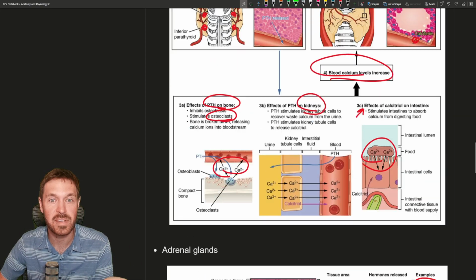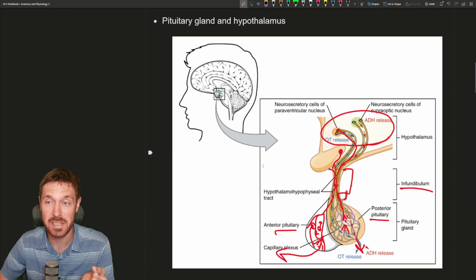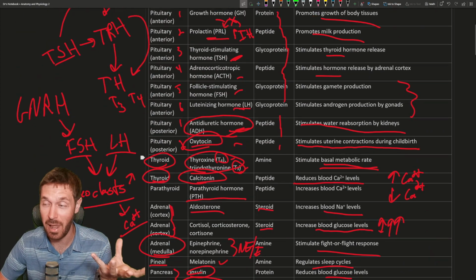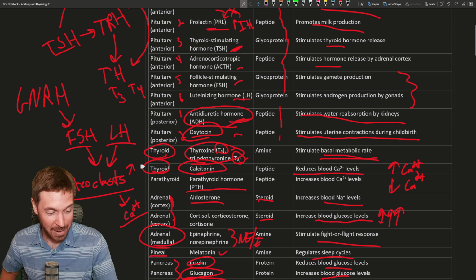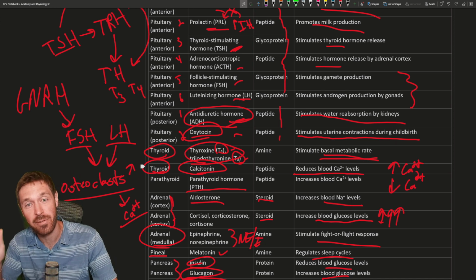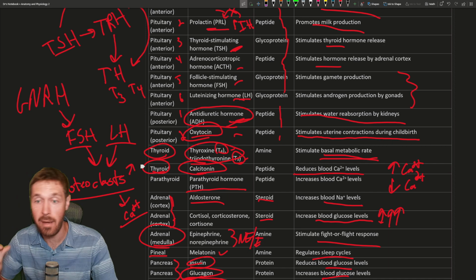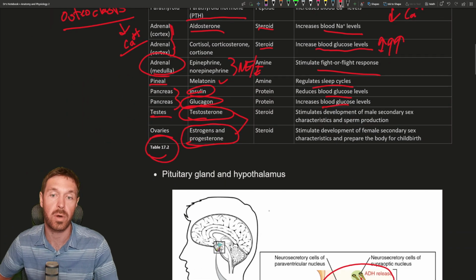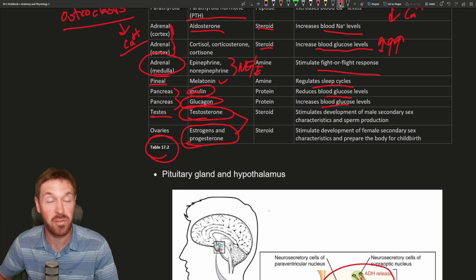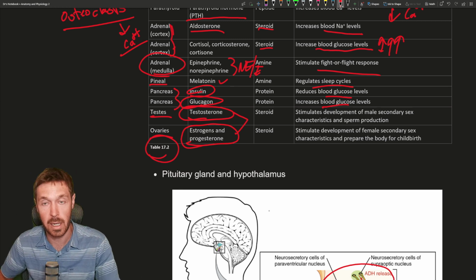So long story short, there is a lot of homeostasis going on in your body, and doing this justice in a 15-minute video was not easy, and I know there's a lot going on. But if you have questions, definitely reach out and let me know. This is a table that's in the book, table 17.2, if you want to refer to it.